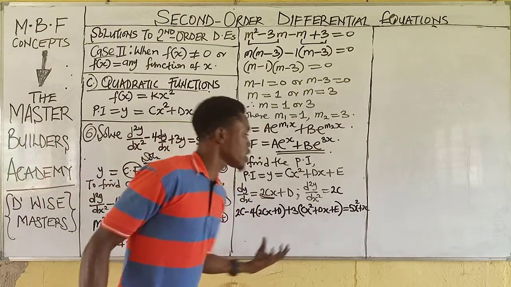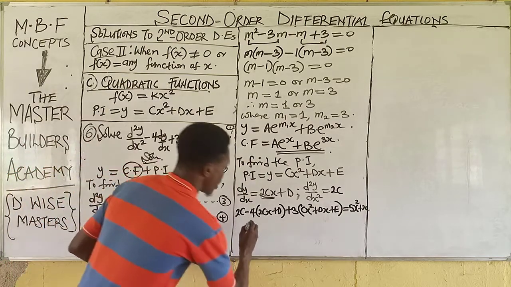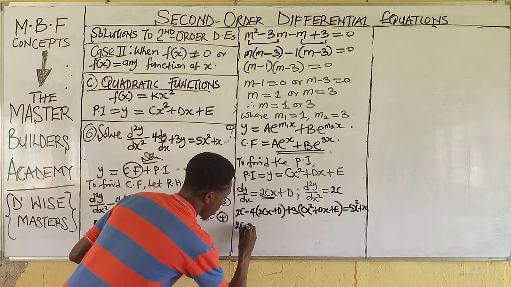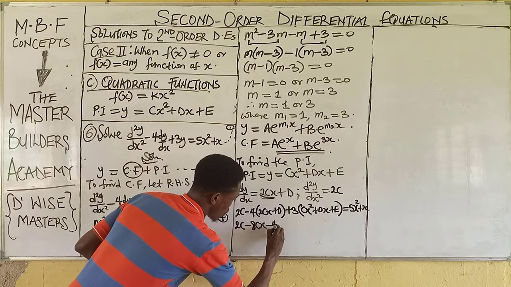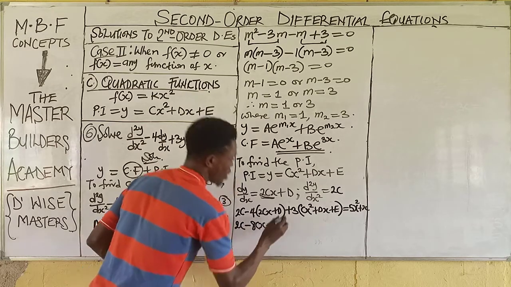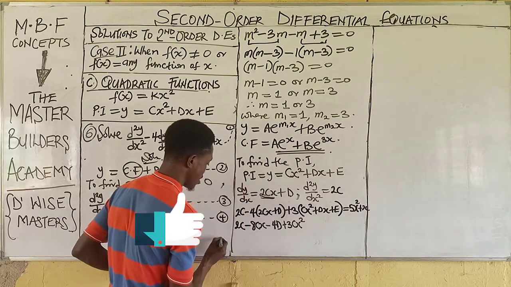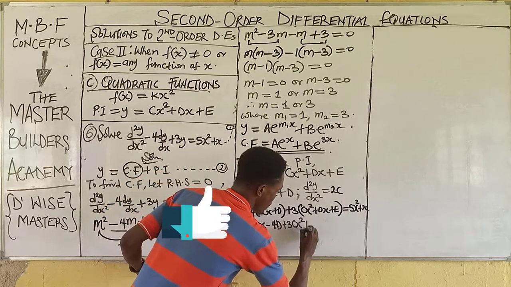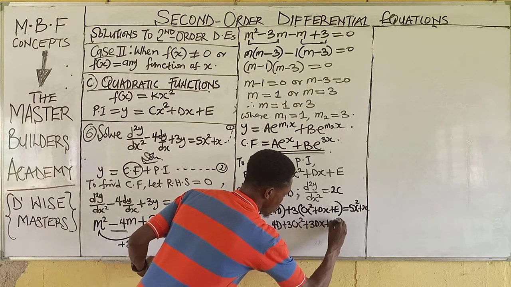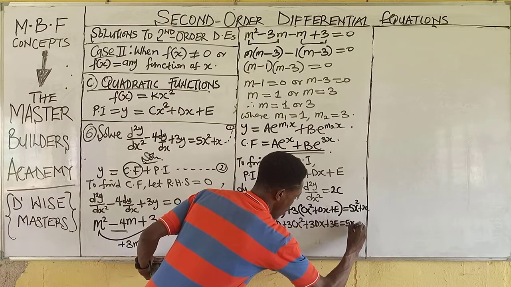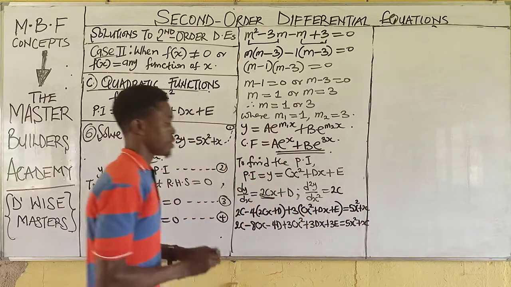Now that we have gotten this, the next thing we quickly do is to multiply out this bracket. And when we have this done, this would have given us 2c minus 8cx minus 4d. We just open the bracket. Then 3cx squared. Are you there? Then plus 3dx plus 3e is equal to 5x squared plus x. Are we here? This is it.